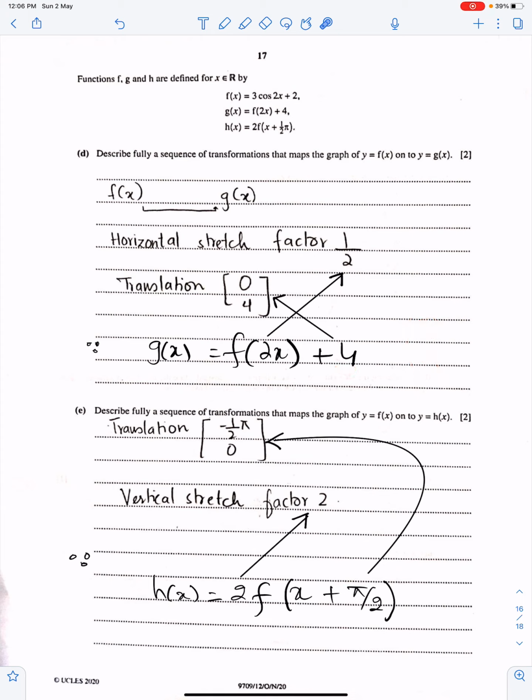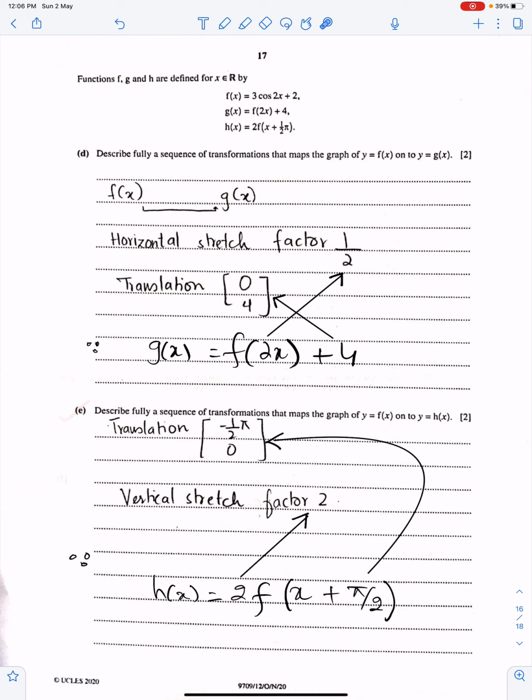So you just need to write, this is the horizontal transformation, this is the vertical transformation. You can write any one at first. Order does not matter. When we have one horizontal and one vertical, you can explain in this way or in this way. So I'm explaining in this way. Horizontal stretch factor half followed by translation vector 0, 4.